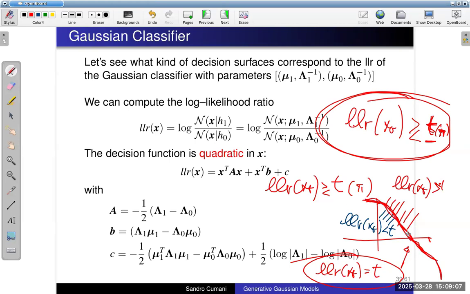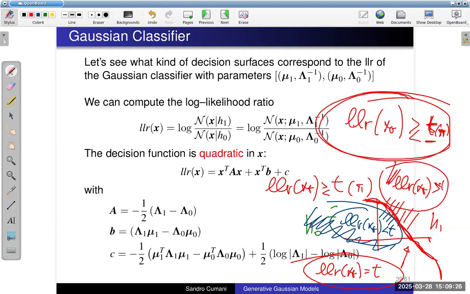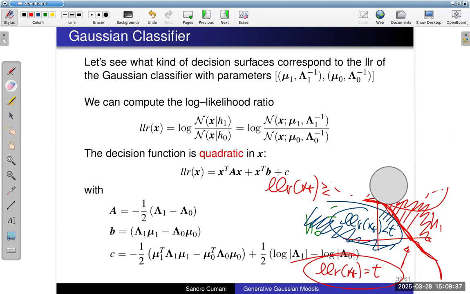Whatever is on one side of the boundary will be labeled as class 1. Whatever is on the other side of the boundary will be labeled as class 0. So this will be H1, and here I will label as H0. Any sample that falls in this region will be classified as H0, and any sample that falls in this other region will be classified as H1. So it's interesting to observe which kind of decision boundaries we get from our classifier.